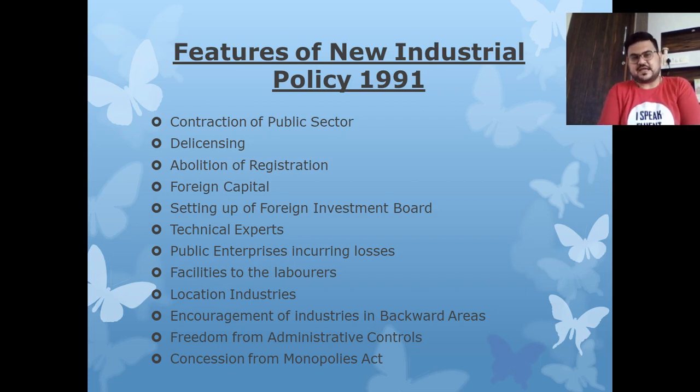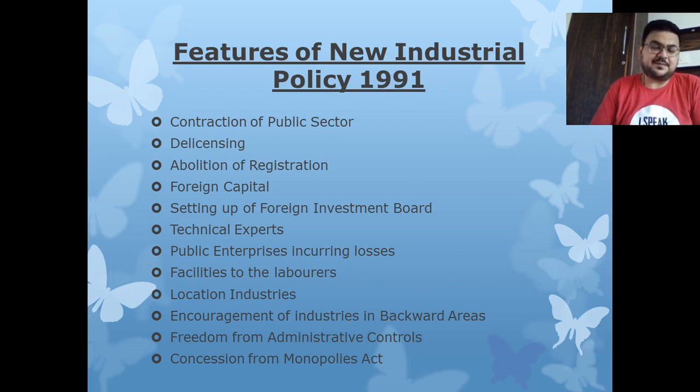Basically, what happened is public sector companies were reduced. All government companies were reduced and they were given to private companies. Delicensing: for certain industries, you had to get a license, so they removed this license rule. Then abolition of registration. They removed registration of certain types of companies, so there's no registration needed.